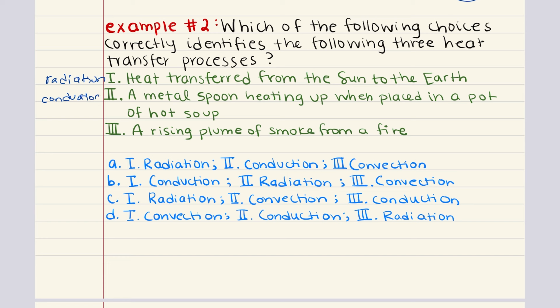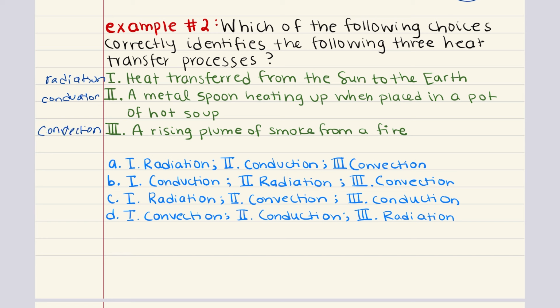What about statement 3? A rising plume of smoke from a fire. This illustrates convection. Convection is the transfer of heat through the movement of fluids such as liquid and gases. In this case, the fire heats the air around it, causing the air to become less dense and rise. And as the hot air rises, it carries smoke particles upward with it. This movement of heated air and smoke is a characteristic of convective heat transfer. So the correct identification for statement 3 is going to be convection.